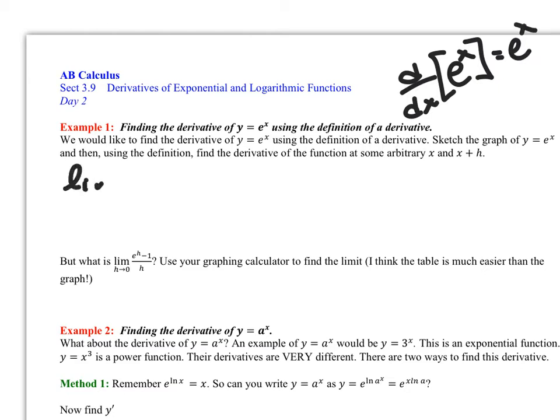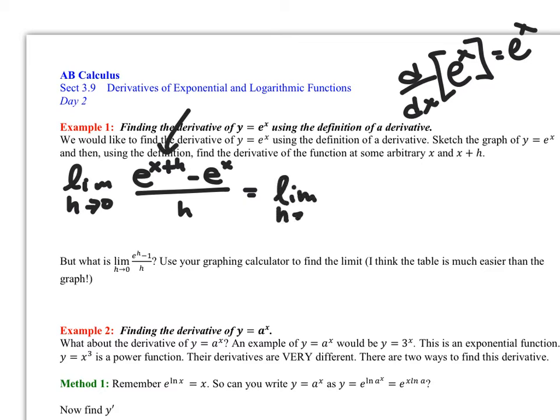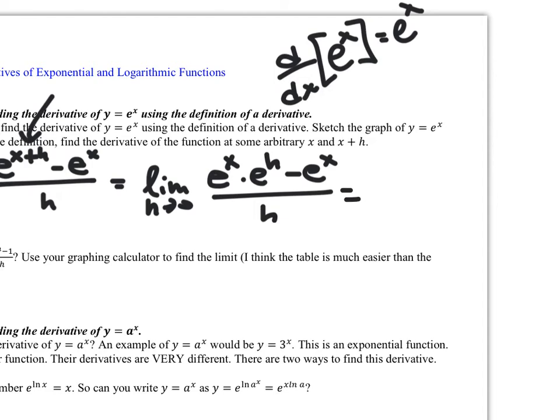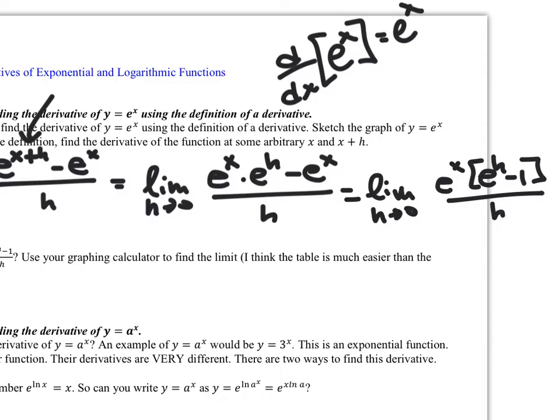So let's take the limit as h goes to 0 of e to the x plus h minus e to the x all over h. If we do a little manipulation on this piece right here, we could write this as the limit as h goes to 0 of e to the x times e to the h minus e to the x. And you might see that there's a little bit more manipulation we can do here. One more step. This would be the limit as h goes to 0 of e to the x times e to the h minus 1 over h.